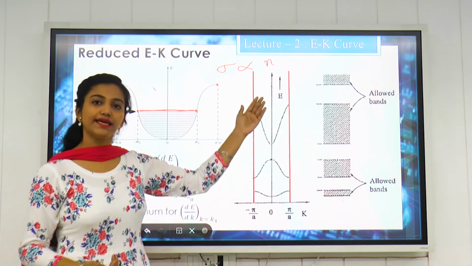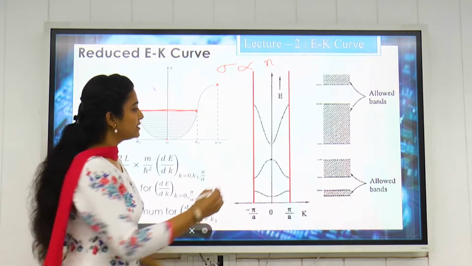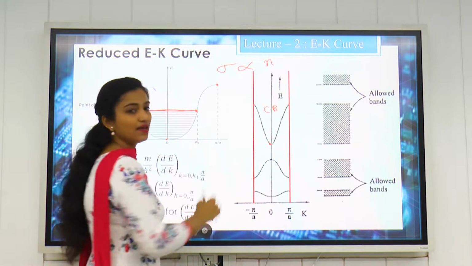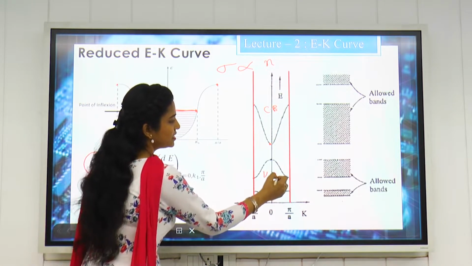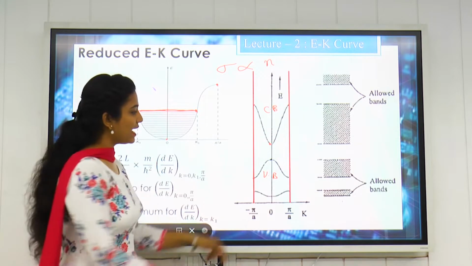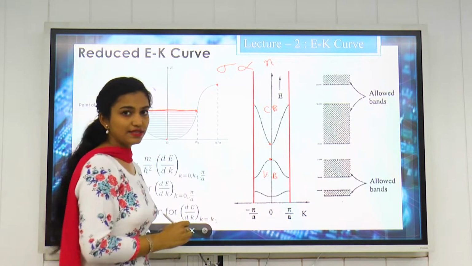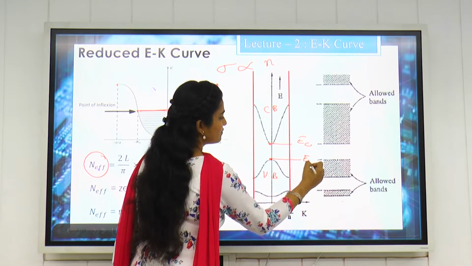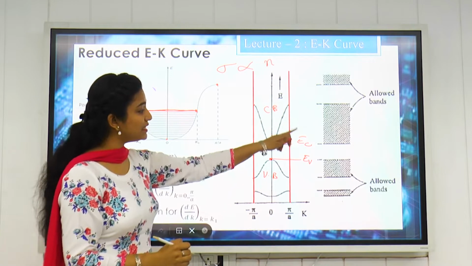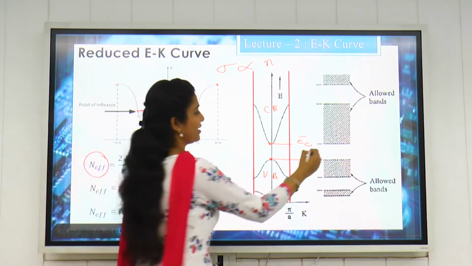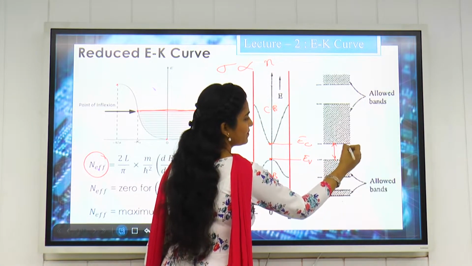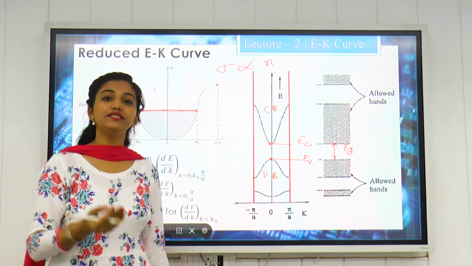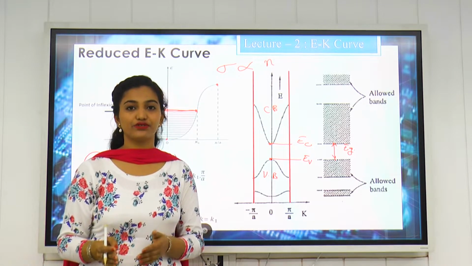Now we look at the E-k curve again. This is the conduction band, and this is the valence band. The bottom of the conduction band and the top of the valence band we represent as EC and EV. And the difference between EC and EV is the band gap. So on the basis of this band gap, we distinguish between the electronic materials.